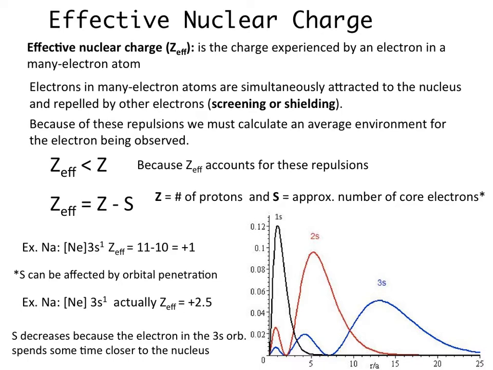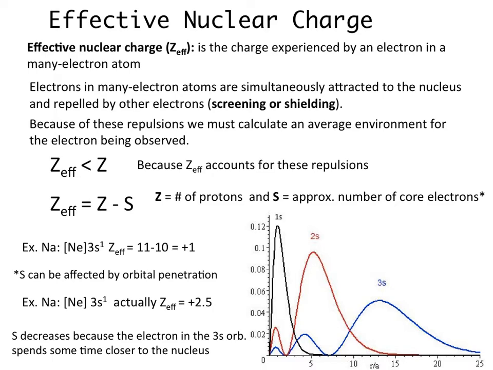Now, Z-effective is smaller than your actual nuclear charge because Z-effective accounts for the repulsions that we discussed up here. So basically, if we had a single electron on the outside and no electrons in between the nucleus and that electron, we would be looking at an unencumbered interaction between that nucleus and that electron that was being pulled in or attracted to that nucleus.